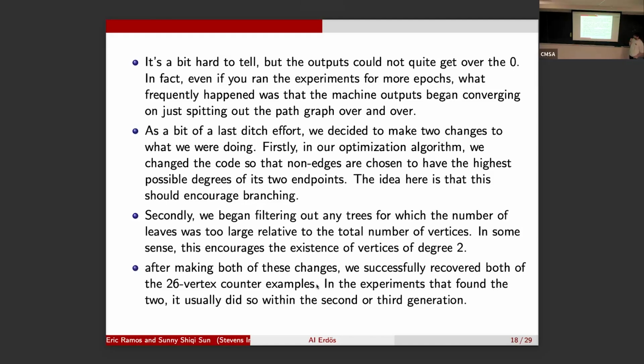After making both of these changes, we successfully recovered both of the 26 vertex counterexamples. In the experiments that found the two, it usually did so within the second or third generation. So it did it pretty much immediately.